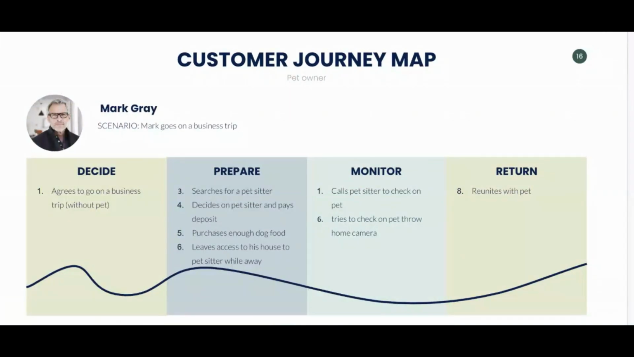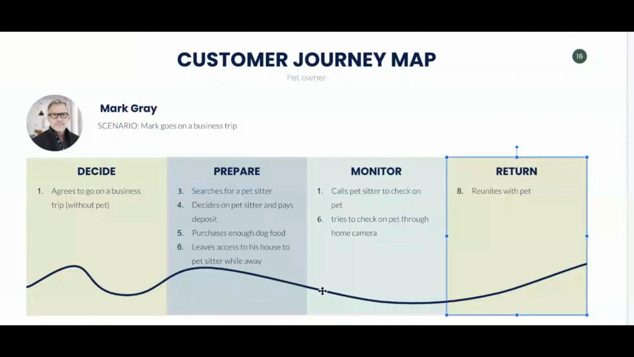He has to call the pet sitter to check on the pet, confirm that the pet ate, confirm the pet is okay. Then he tries to check on the pet through the camera, but it's not always accurate because the camera doesn't have every single angle in the house. And then his return, he reunites with his pet and they're all happy, right? So these are the 4 phases: deciding, preparing, monitoring, and returning is what would impact him with his pet.